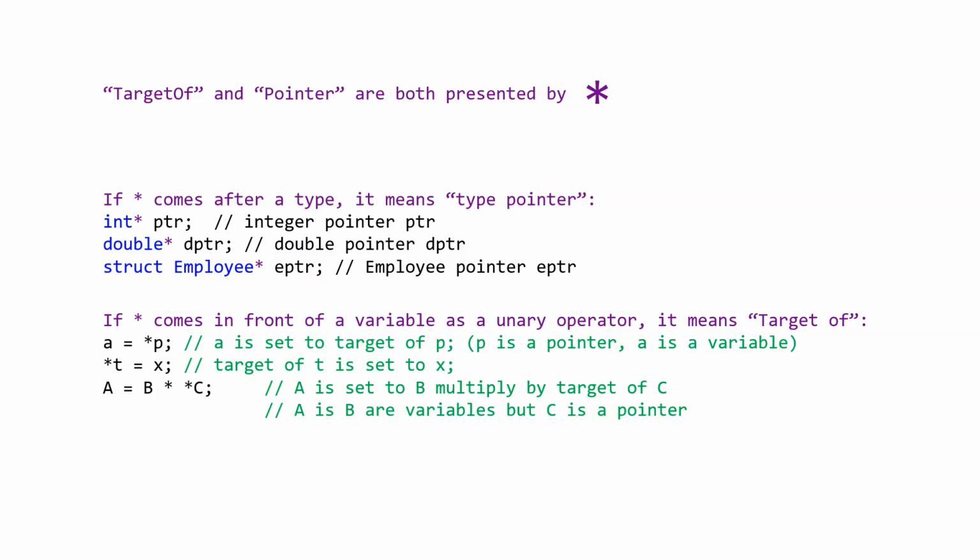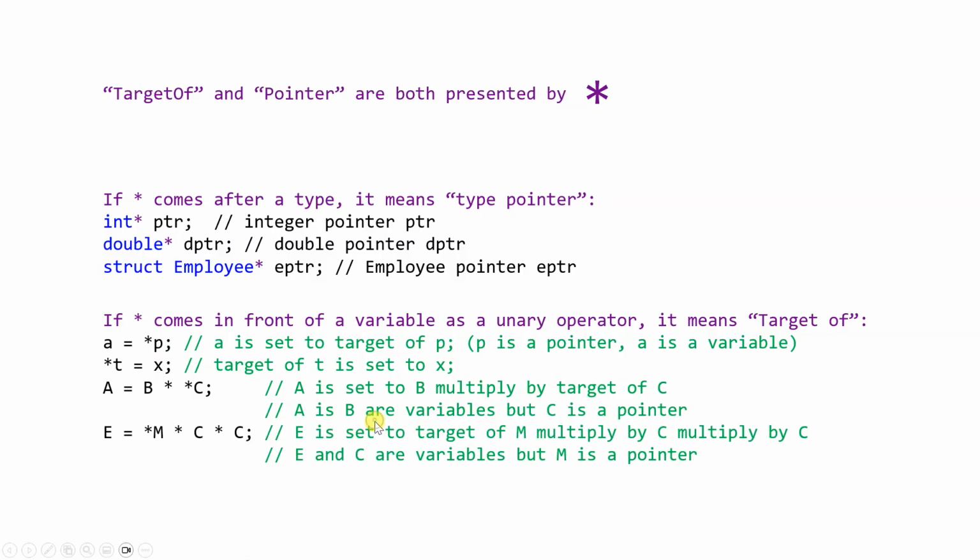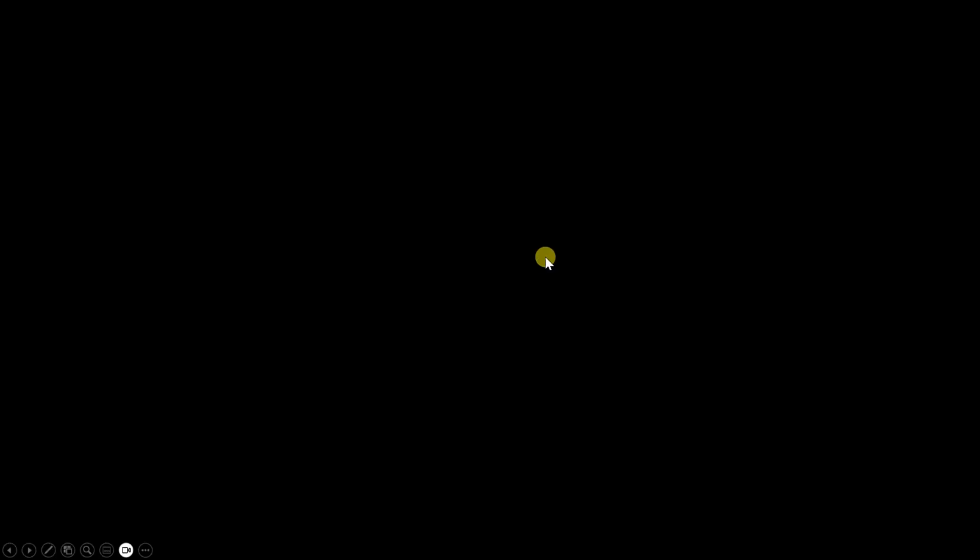Okay? Now, the thing that you need to remember, how to actually understand what asterisk is. When you look at the asterisk and life is beautiful, you look at the asterisk and say, I know that. That's multiplication. Okay? When you see the asterisk is coming after a type, that's pointer. When you see the asterisk is coming before one variable, that means that variable is a pointer and you have target of. So that's that. And this one is going to be E is equal to target of M multiplied by C multiplied by C. Okay? And that's that.